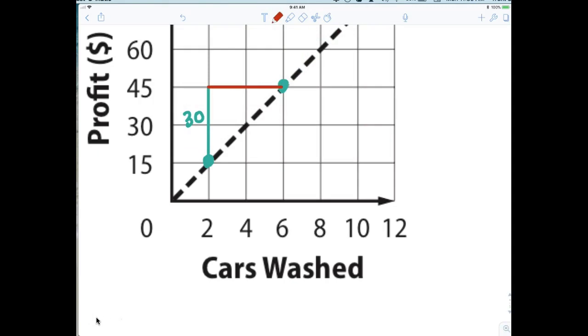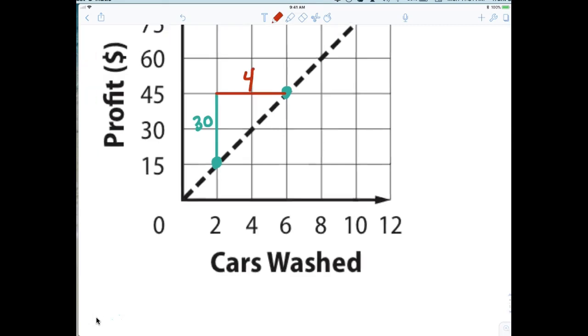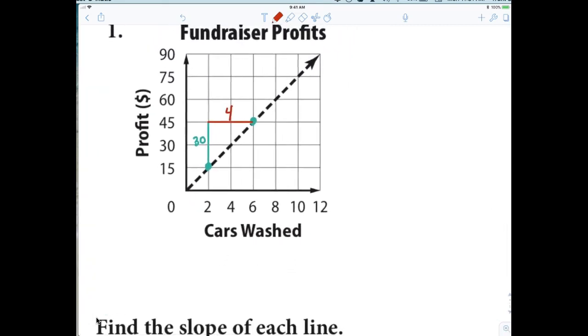From there to there, I went over how many, Colin? 4. So I went over 4. So what is my slope? 30 over 4. So I want everybody to put m equals 30 over 4. And when you reduce that, it'll be 15 over what? 15 over 2. All right?